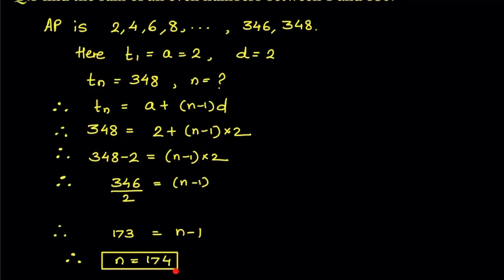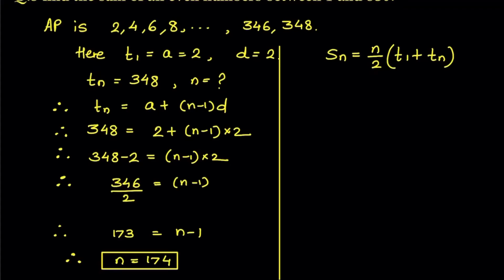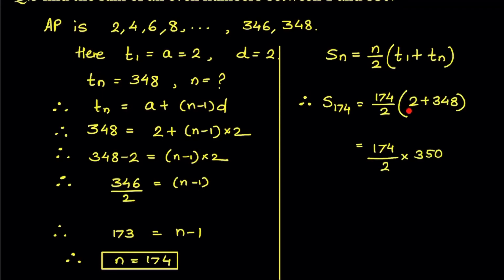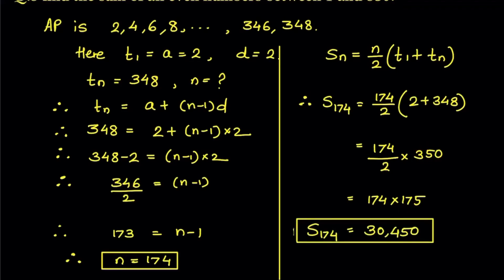So after finding n, we will now find Sn. The value of n is 174, so S174 will be 174 by 2 into (2 plus 348), which is 174 upon 2 into 350. By solving this, I have cancelled 350 upon 2, which is 175, and the multiplication answer is 30,450. Okay, so this is how the sum of all even numbers between 1 and 350 is found.